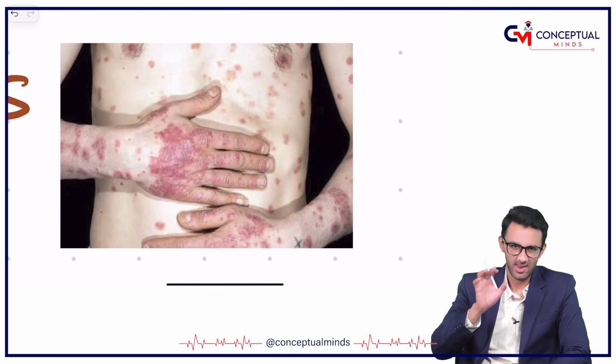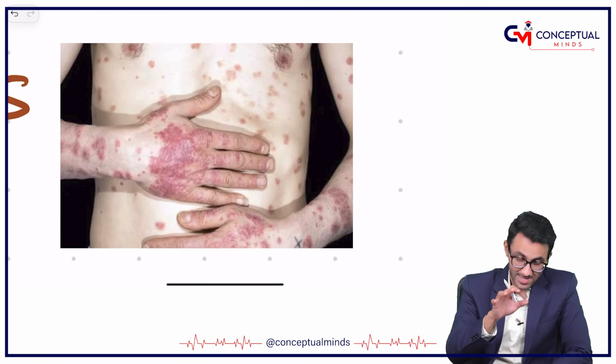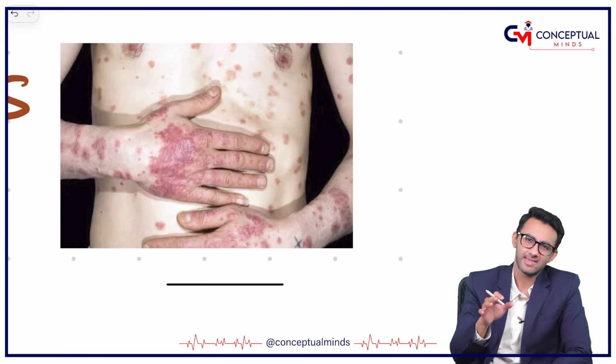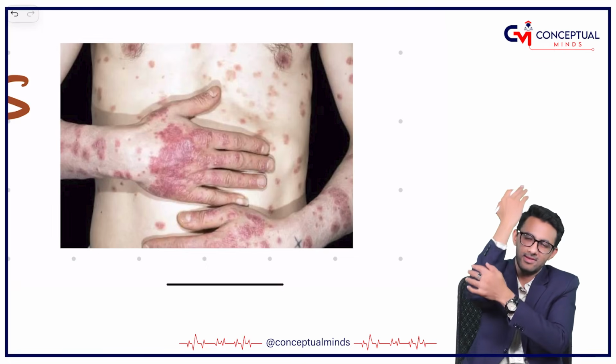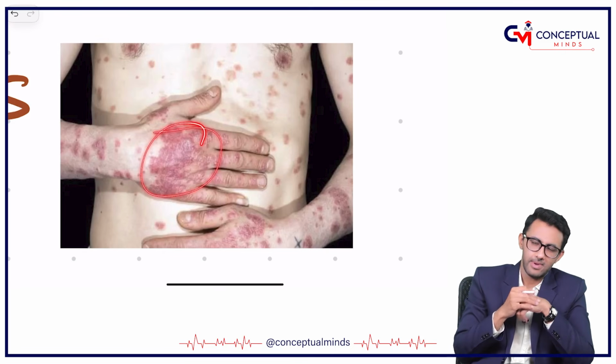So I hope now you can know which psoriasis this is. So this is which one? Extensor or flexor? Flexor, extensor, right? This is the extensor surface. This is the extensor surface of the whole hand, right? So this is chronic plaque psoriasis.